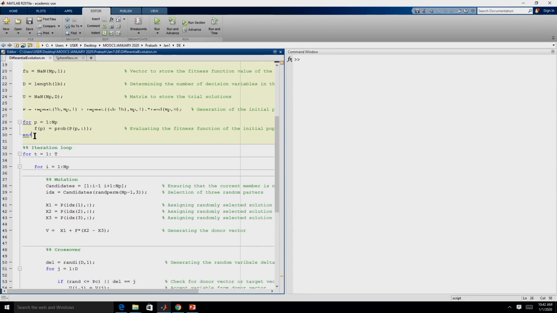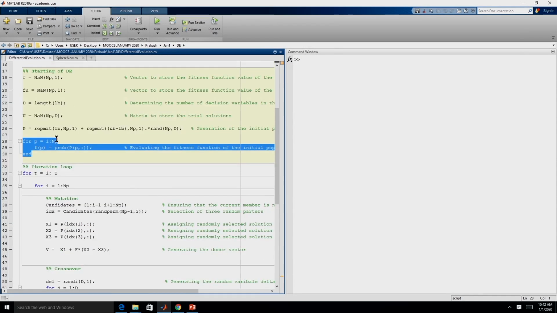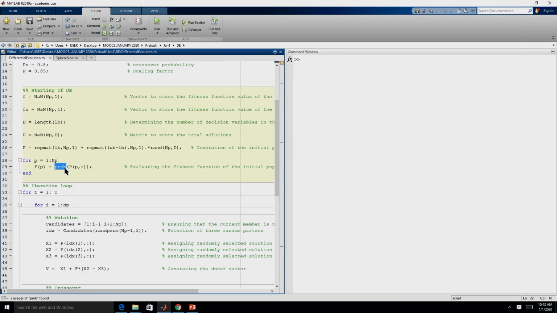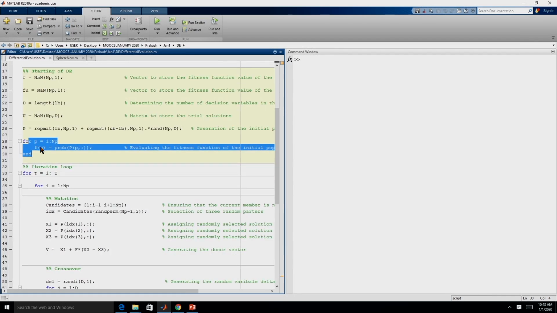Line 28 to 30 is used to determine the fitness function value of each member. So, we run this loop for p equal to 1 to NP, and we access the pth solution. When we say pth solution, it is the pth row and all the columns, that is why we give this colon operator, so uppercase P of p comma colon. So, the pth member in the population P will be sent to this function sphere new through this variable prob, and it will return the fitness function value, which will be stored in f of p. So, this loop will run NP times, and we will be able to determine the fitness of all the individual members.